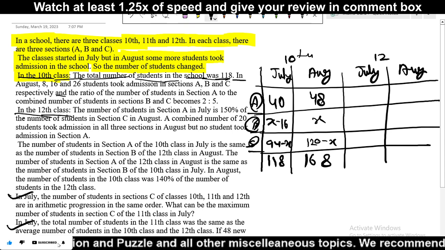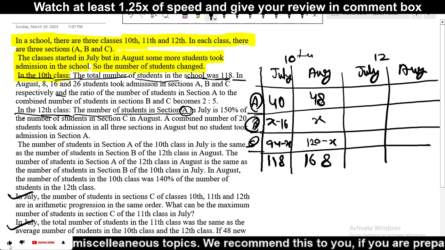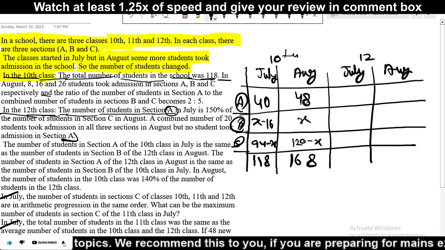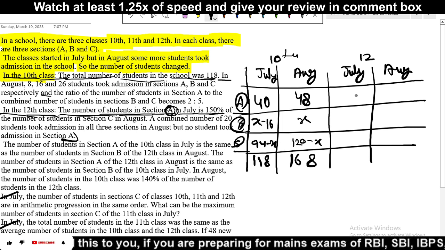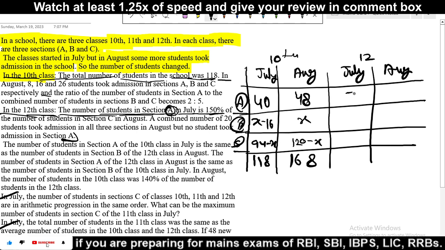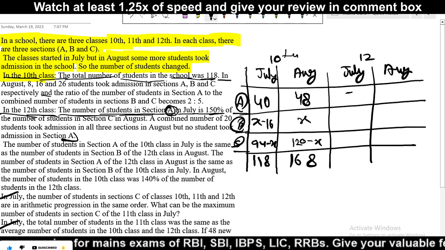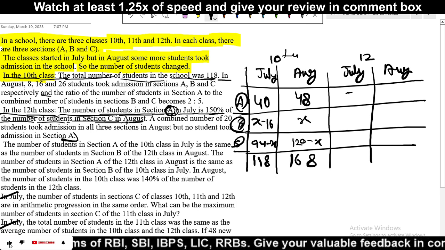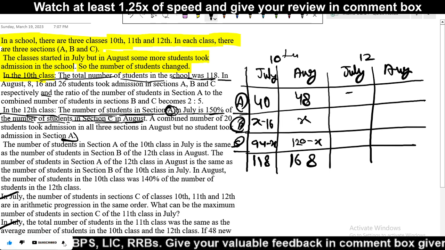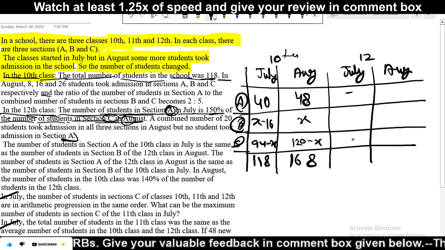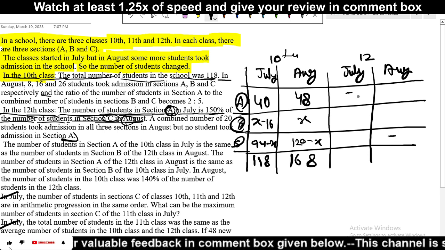In 12th class, the number of students in section... and now it is complete. All the data is given for 12th class only. In 12th class, the number of students in section A in July is 150%. Where is this? See in this table, A section and July month. It is talking about this. This is 150% of the number of students of section C in August, C section in August month. Here it is. So this number is 150% of this.